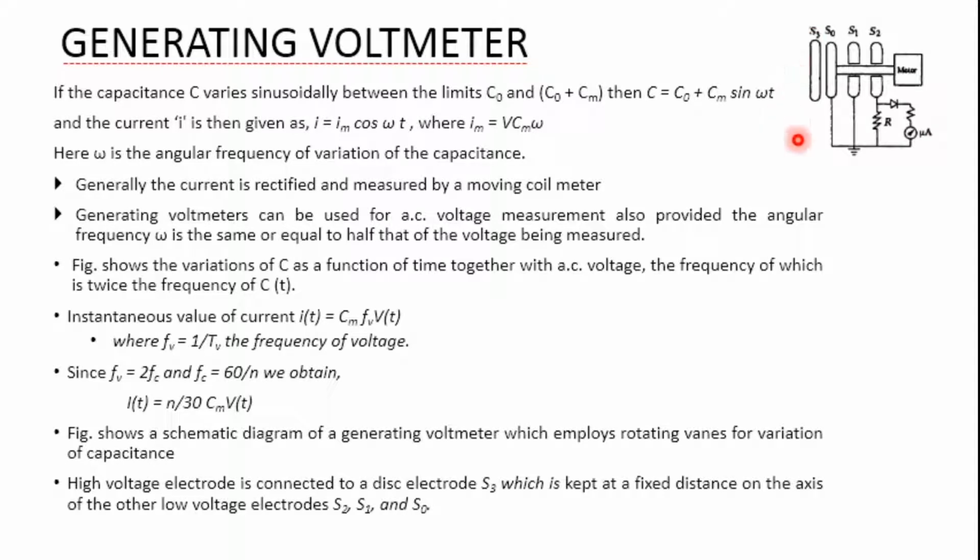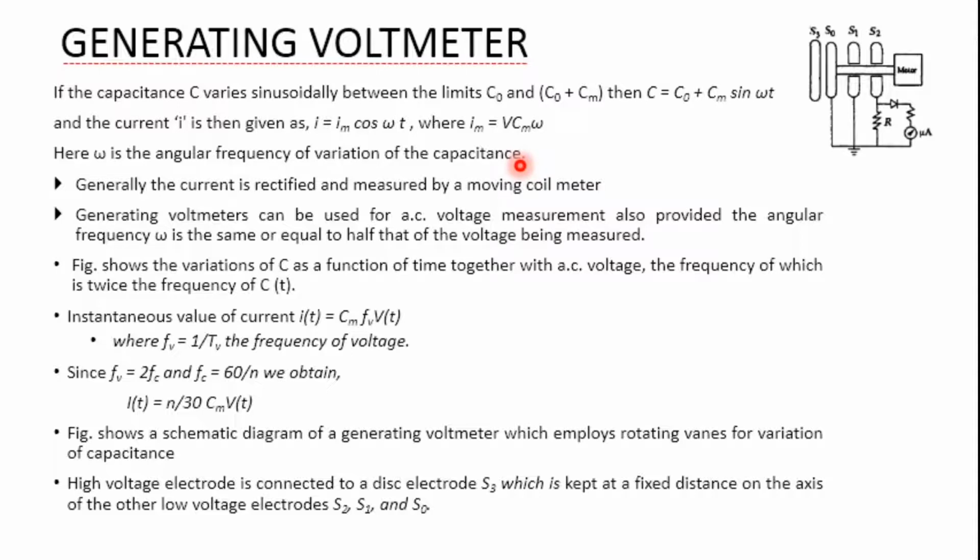You can see here a picture representation of the circuit diagram. Because of the capacitance variation, the current I is given as I is equal to Im cos omega t, where Im is equal to V into Cm into omega. For the RMS value, I RMS is equal to V into Cm into omega divided by root 2. Here omega is the angular frequency of the variation of the capacitance.